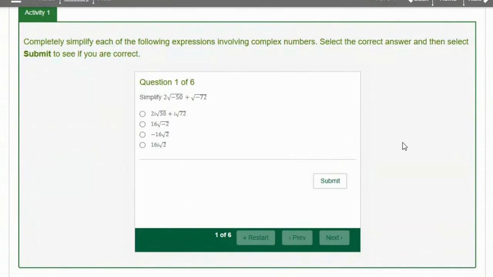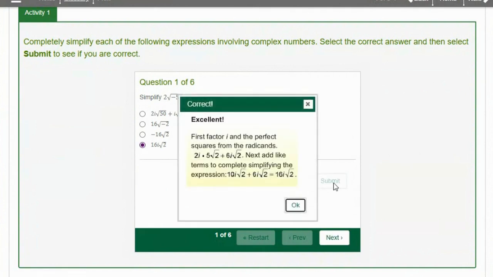Completely simplify these. Correct answer and select submit to see if you're correct. So 2 square root of negative 50 plus the square root of negative 72. So the second one is going to be i square root of 72, which you can simplify down because 72 is the same as 36 times 2. The square root of 36 is 6. So you'll have a 6 square root of 2. Over here, you'll have 25 times 2. So that'll be a 5. So you'll have 10i square root of 2 plus 6 square root of 2. So you'll have 16i square root of 2 when you work that out.